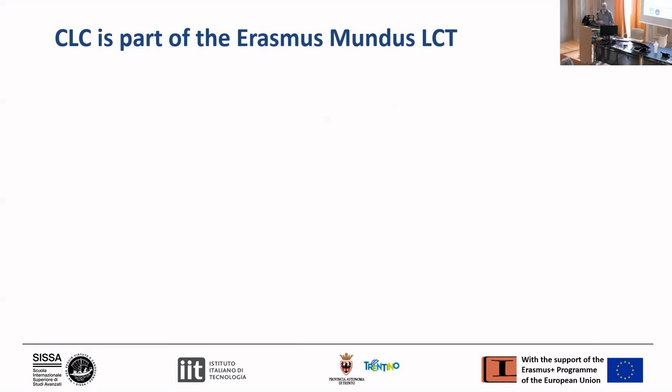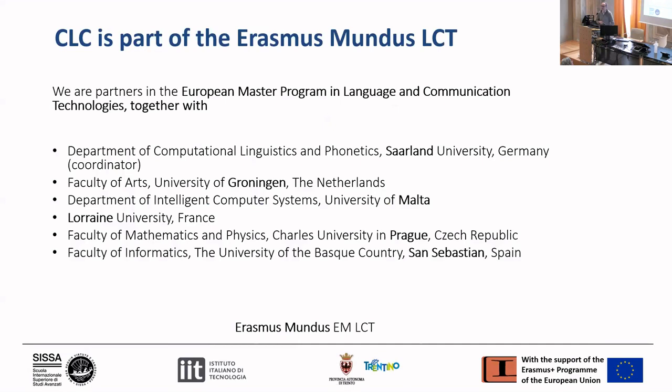CLC is part of the Erasmus Mundus LCT, which is a network of universities that sets up a master where students spend one year at one university and the second year at another. This program is actually at its end, but still for the year to come, we will have students coming as part of this program. This means an influx of very good students from all countries in the world, and that makes for interesting connections also for the local master students.